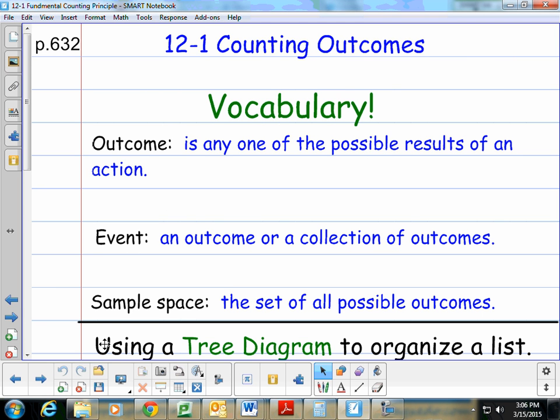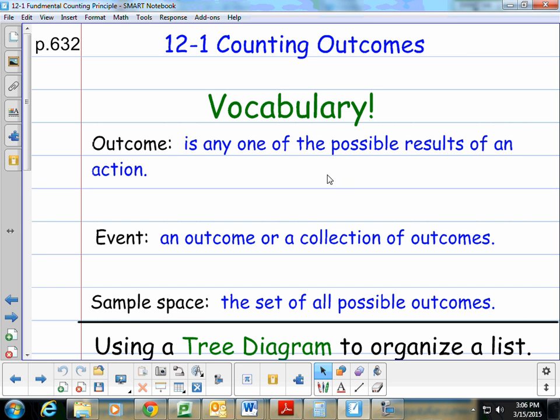All right, some vocabulary for this section in the chapter is below. So one word would be outcome. An outcome is any one of the possible results of an action. So something that could happen, like if you're playing a game, you could either win, lose, or tie. That would be the outcome of the game.